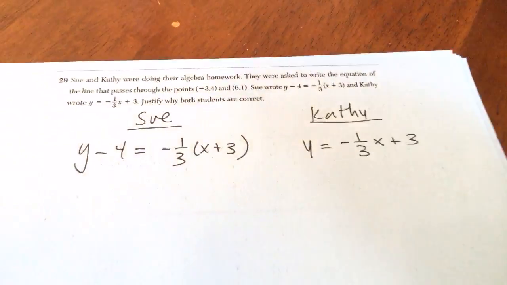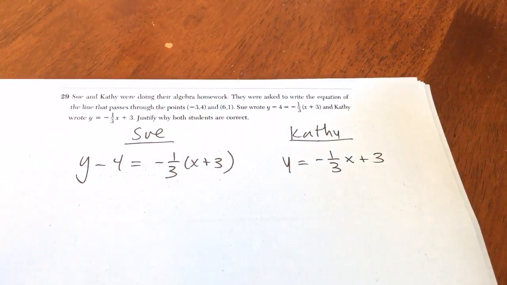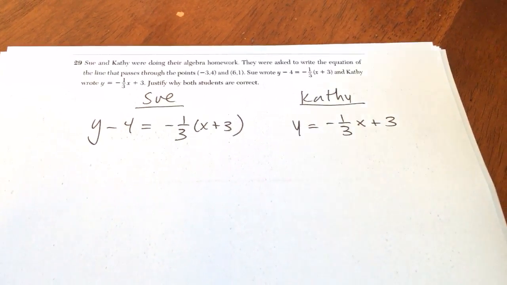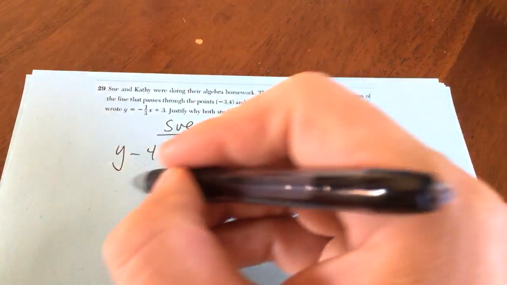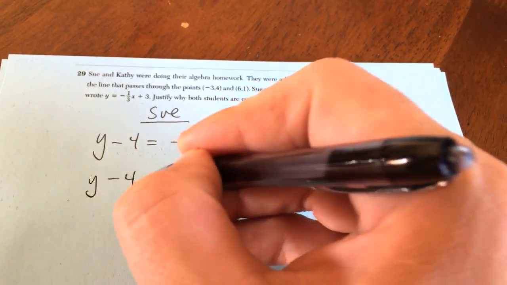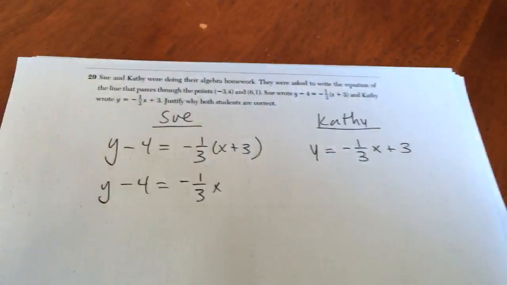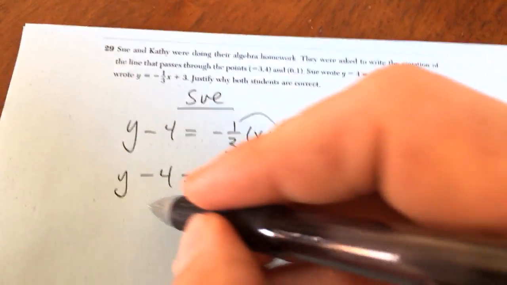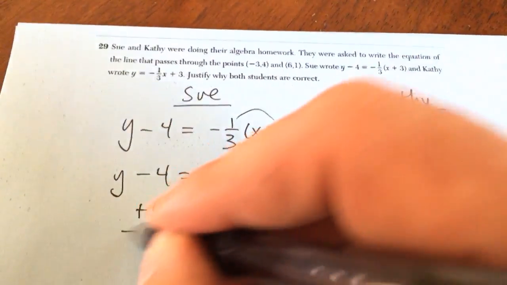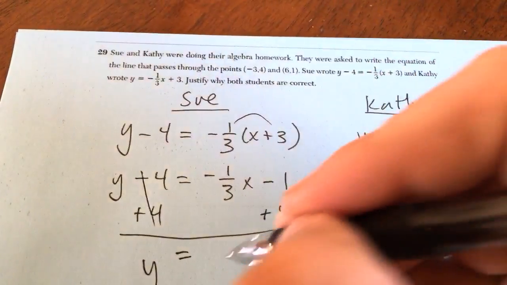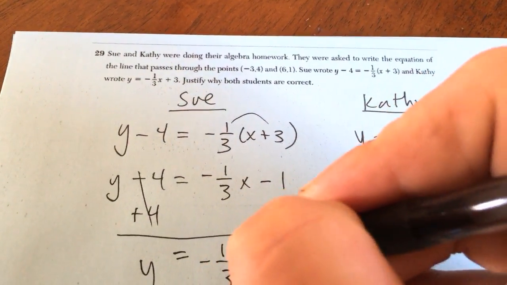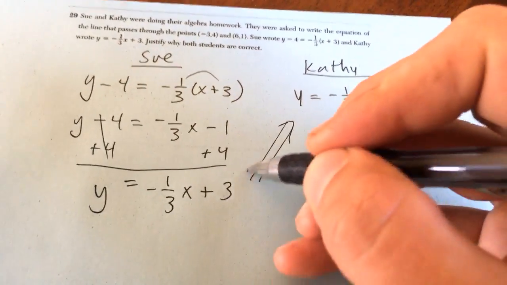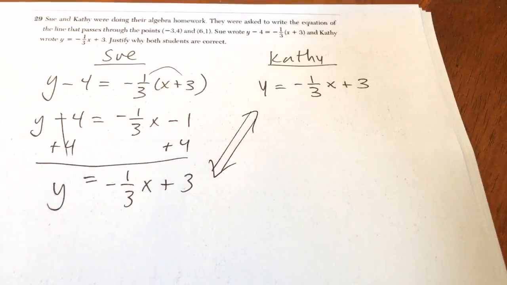In number 29, they give you two equations. They say, justify why both students are correct. Now, what you could do is simplify Sue's, and you could say negative 1/3 x, and then negative 1/3 times 3 is going to be minus 1. And then when you add 4, okay, with that step, you have shown that these are the same two equations.